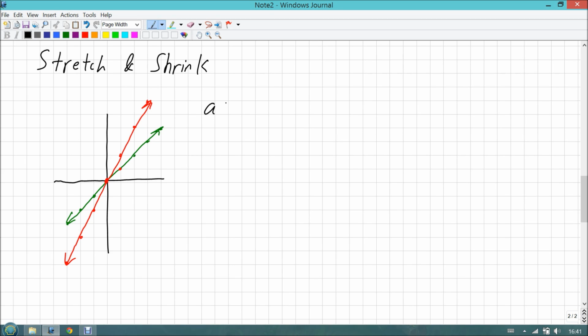So if we're looking at our original function, a times f of x minus h plus k, the a is what controls the stretch or the shrink. So in this case, I would be multiplying it by 2. So if my original function was y is equal to x, my new function would be y is equal to the stretch factor times my original function, or 2x. Shrinking is the same thing, only you're multiplying by a number whose absolute value is less than 1. So I'm going to write that down as a note.